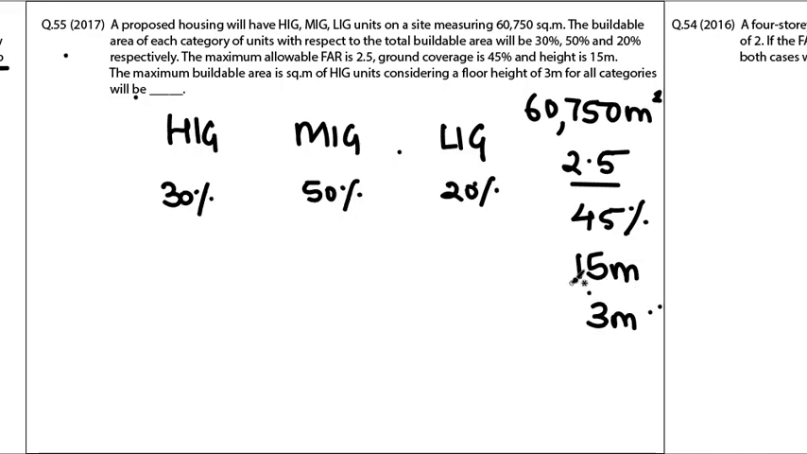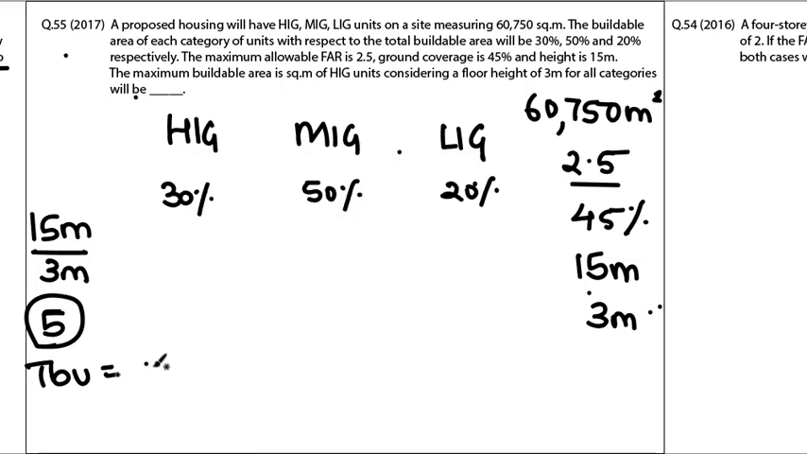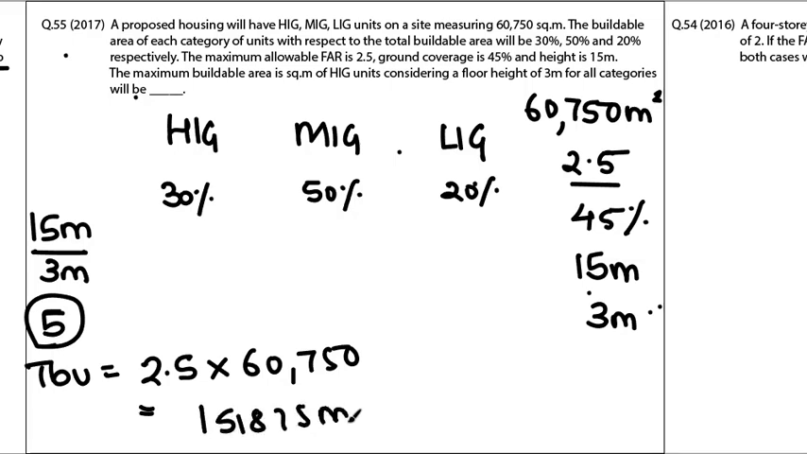So now, since floor to floor height of 3 meter is given, we can calculate number of floors. So 15 divided by 3 meter, so there will be 5 floors. Okay, and ground coverage is 45% with an FAR of 2.5. So total built up area will be 2.5 into 60,750. That is FAR into site area, which will give me 151,875 meter square, right?